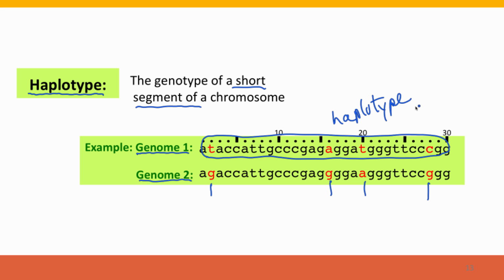So we could say this is the haplotype that has a T at position 2 and an A at position 16 and a T at position 20 and a C at position 28. This is a haplotype that has a G at position 2 and a G at position 16 and an A at position 20 and a G at position 28.